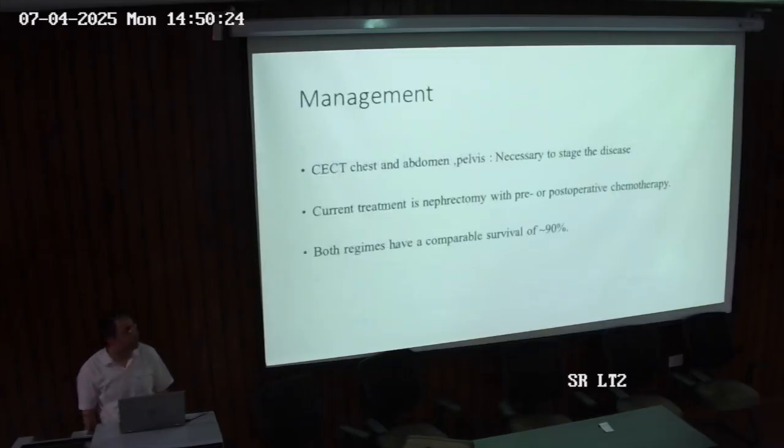For management, a CT scan is done as a part of the staging workup, and treatment is radical nephrectomy with pre-op or post-op chemotherapy. Both regimens, pre-op chemo or post-op chemo, have comparable survival of 90%.